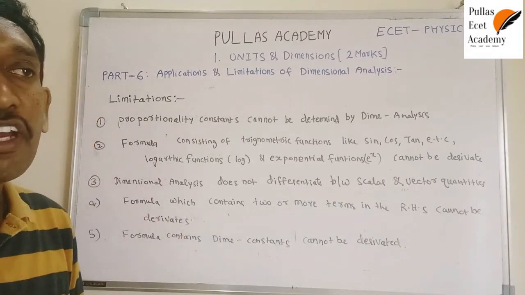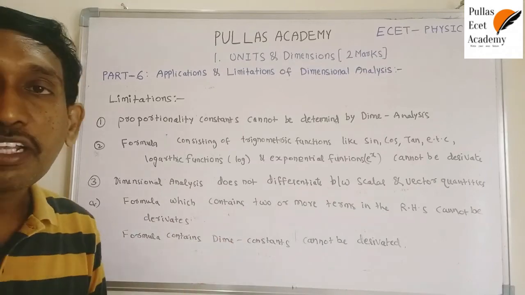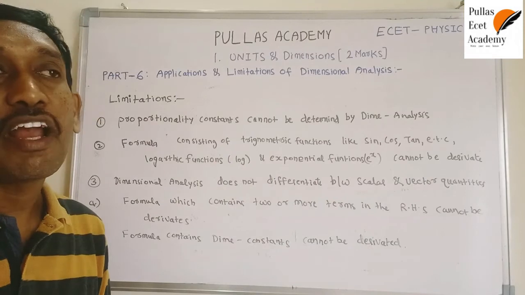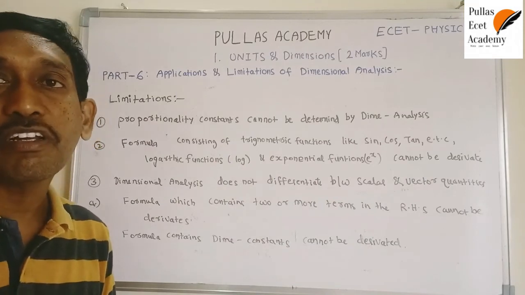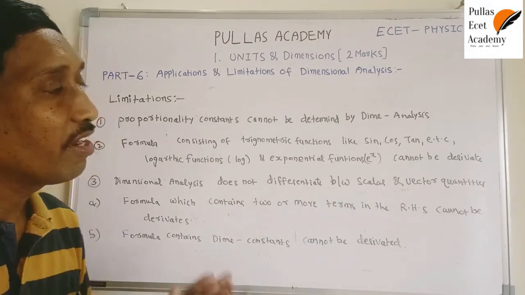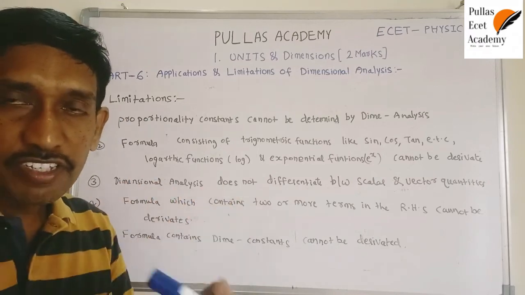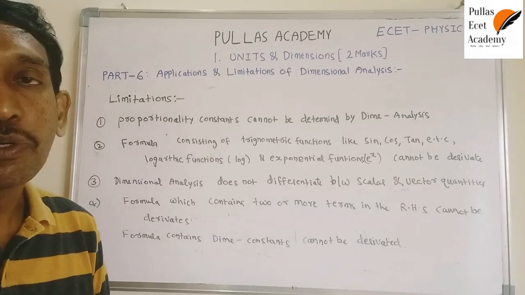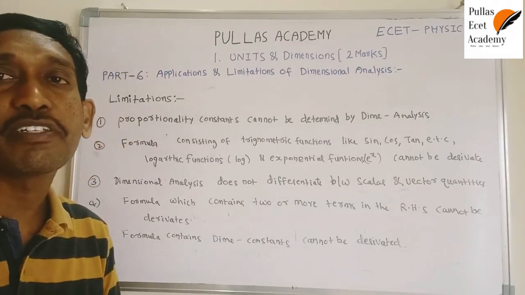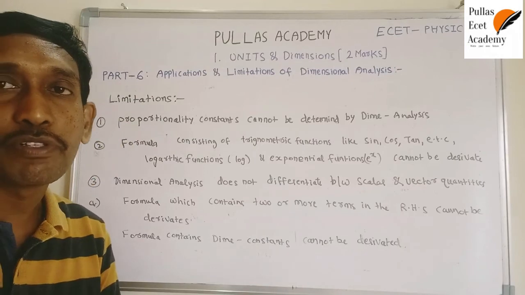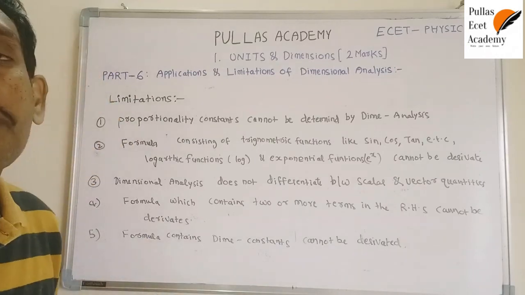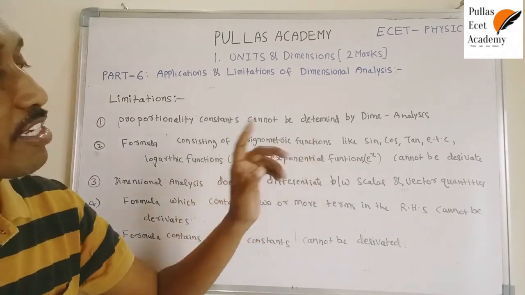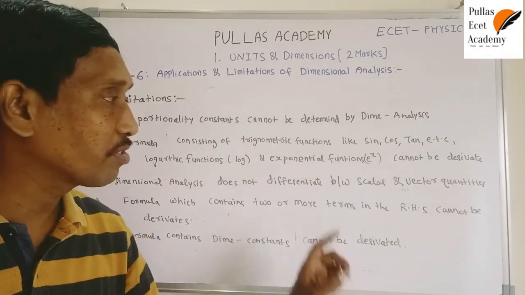That means if these functions are given, they have no dimensions. If they have no dimensions, we have to consider them dimensionless quantities. If a sine function is given in an equation, it has no dimension, so we have to consider it a dimensionless quantity. That means its dimensions are M power 0, L power 0, T power 0. In this way we have to consider any trigonometric, logarithmic or exponential function given in the equation.